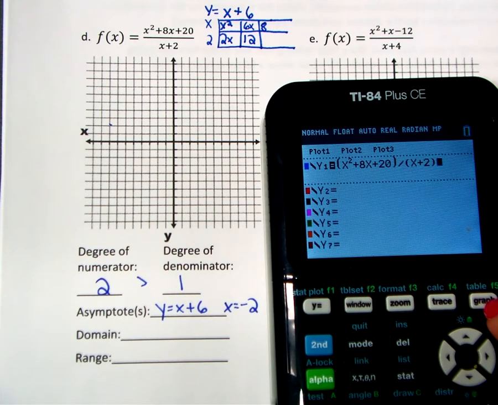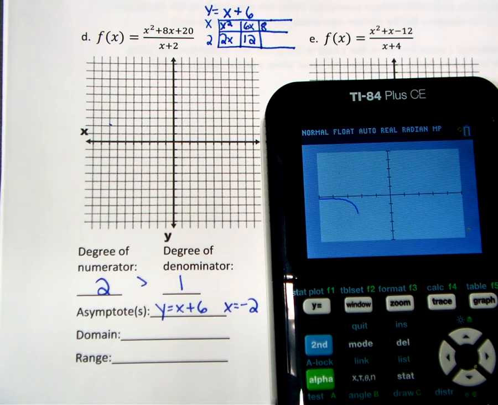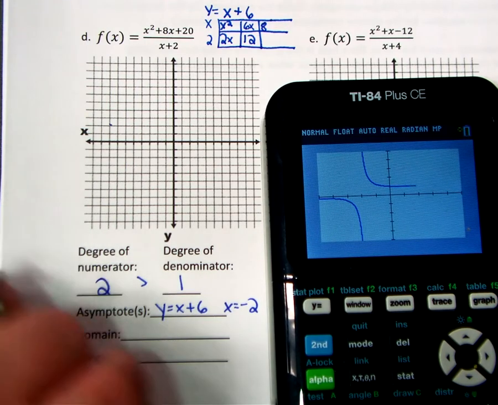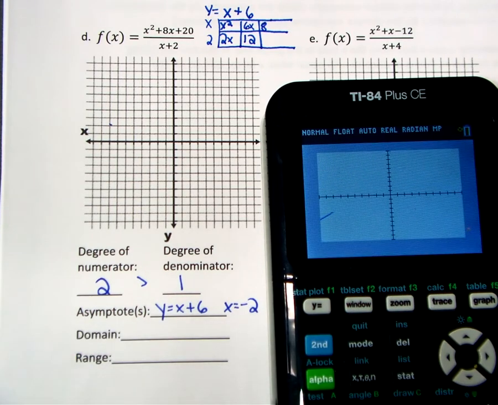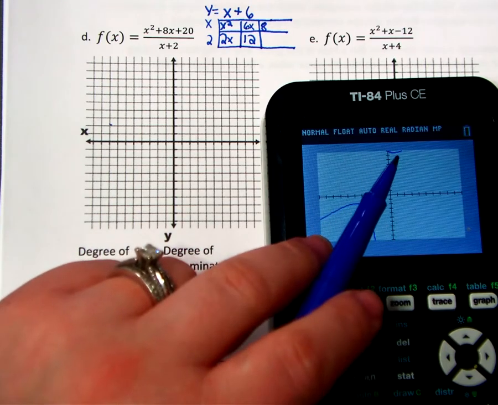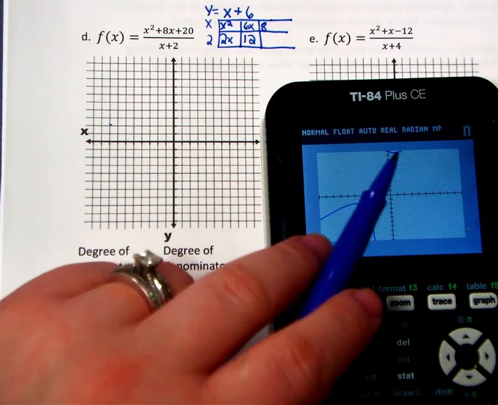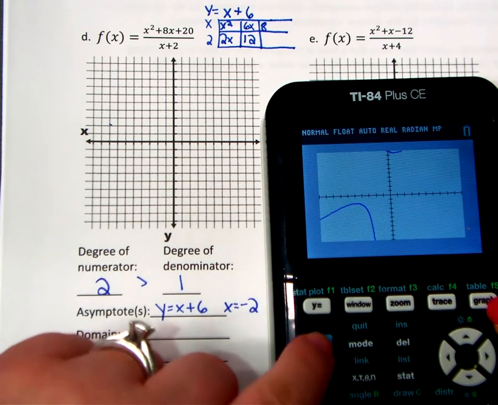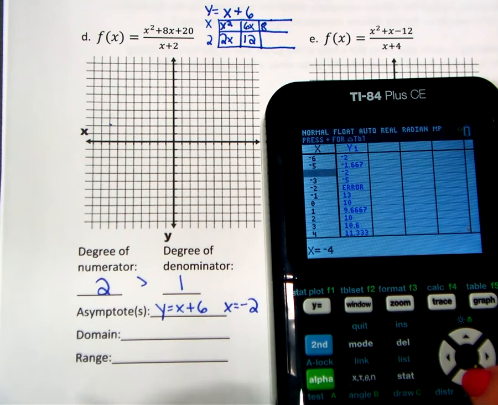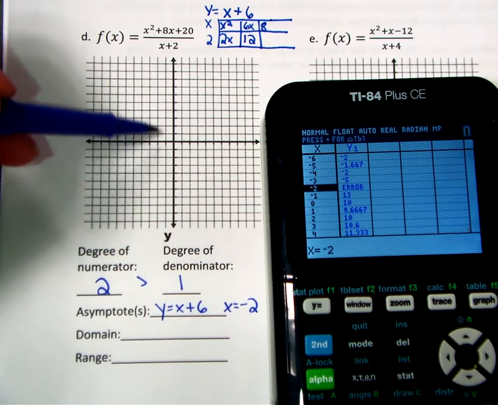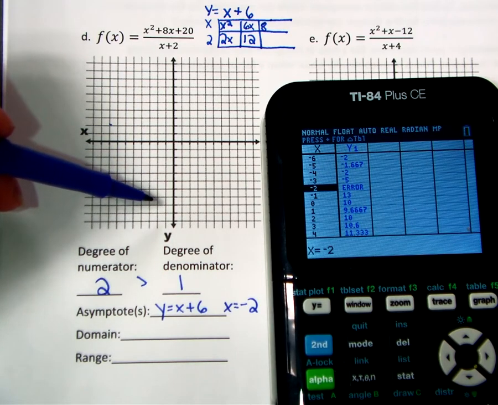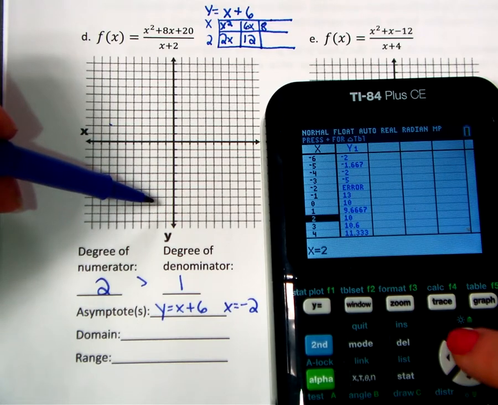Just take a look at what it looks like. Oh, remember we've got that really weird window. So we're going to want to change our window back to our normal window. Zoom 6. Okay. And when I do that, I can see, oh, it looks like there's just a little bitty branch hanging out to the side here. So let's take a look at our table and confirm that. So here is our vertical asymptote at x equals -2.